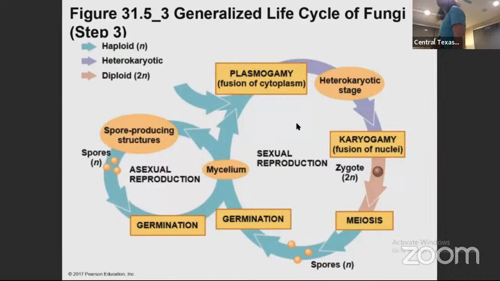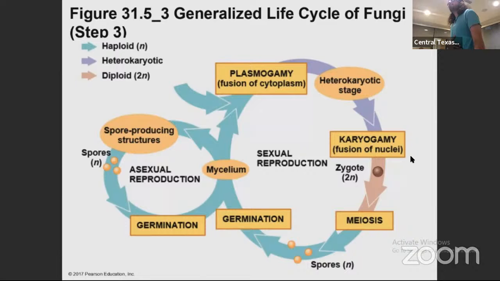So here is the generalized life cycle of fungi. I said generalized because there are many fungi that do not follow this, but generally you will start with spores that are haploid, which will germinate, form mycelium, and they will undergo something called plasmogamy, which is essentially the first step in mating, whenever two fungi of compatible mating types meet and fuse their cytoplasm. And they undergo the heterokaryotic stage, which I said is unique to fungi. I'll get to more of that in a little bit.